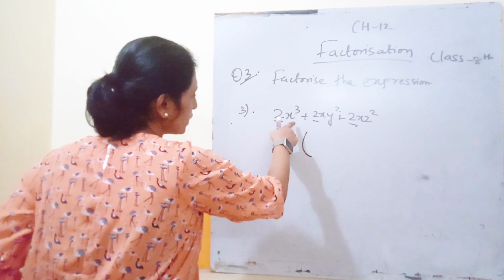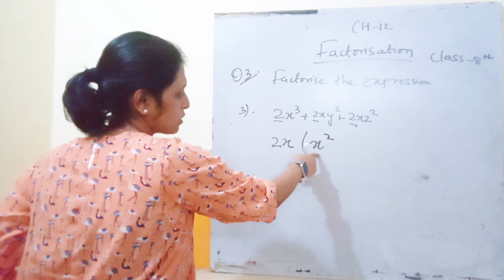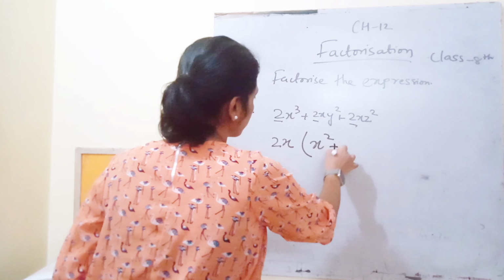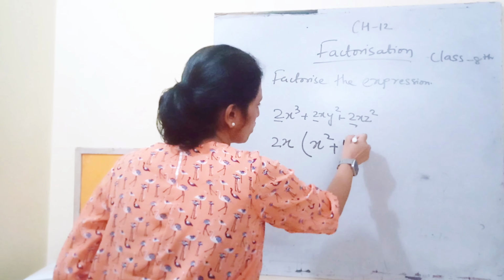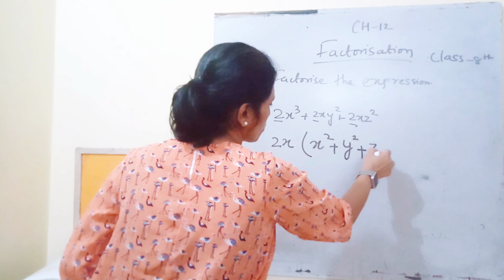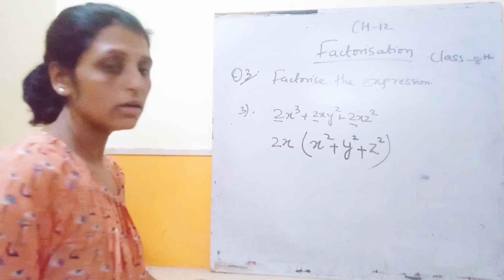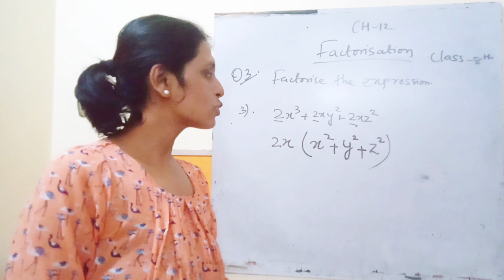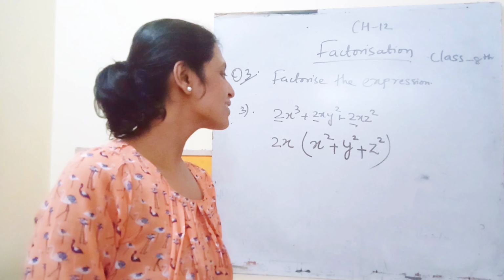Then what are we left with? In this x cube is there, so we are left with x square, because out of x cube we have taken 1x as common, plus x. This 2x is taken as common, so we are left with y square. Similarly, in the third term 2x is taken as common, so we are left with z square. So the factorization of the expression 2x cube plus 2xy square plus 2xz square is 2x multiplied by x square plus y square plus z square.